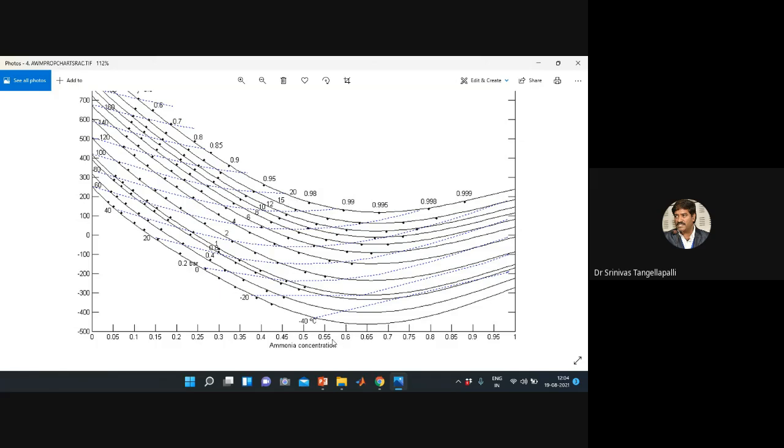Now, let us say 0.5 is the concentration and the pressure is 4 bar. Then what is the temperature? Since it is a saturated liquid, if I give the inputs like pressure and concentration, you can read the bubble point temperature. Liquid means bubble point. What is the bubble point temperature? Anybody could you say? It is between 20 and 40 degrees centigrade, approximately, for 0.5 and 4 bar.